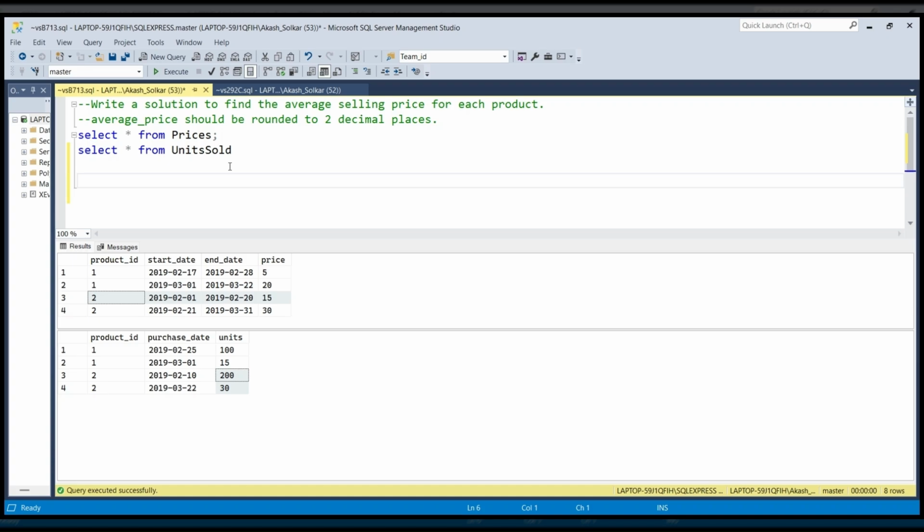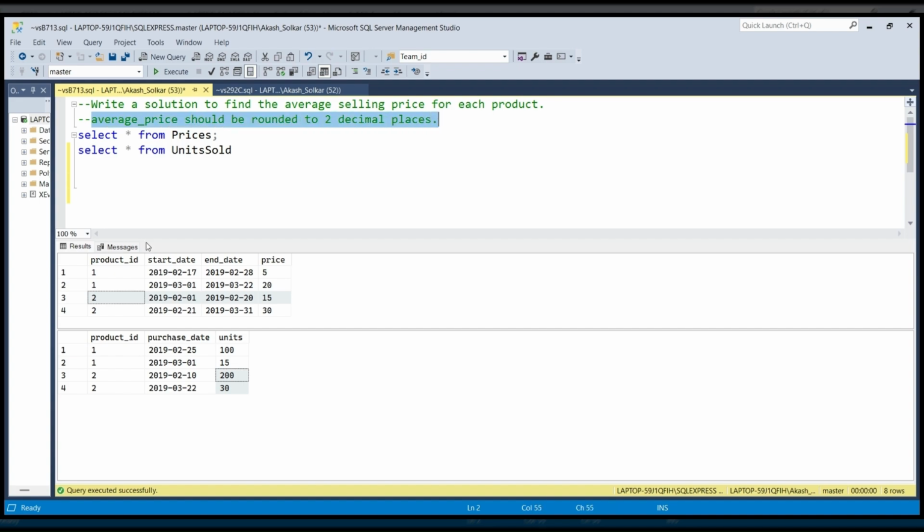To another new video. Today I am back with another SQL interview question which is asked in an Accenture interview process. So let's start with the question. The question is, write a solution to find the average selling price for each product, and they have given additional information like the average price should be rounded to two decimal places.